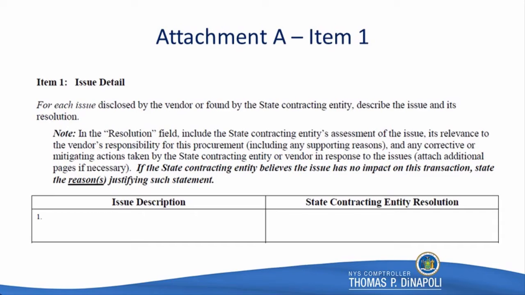Then, in the State Contracting Entity Resolution field next to the issue, provide the vendor's corrective action or actions, status of the issue, and your agency's assessment. You must provide an assessment of the issue which results in the agency's final determination as to whether this issue impacts the vendor responsibility review for this particular transaction. We're looking for your agency's why or because to support the conclusion.